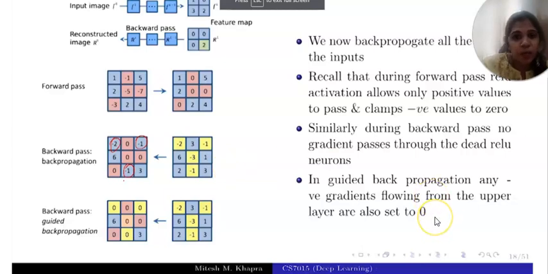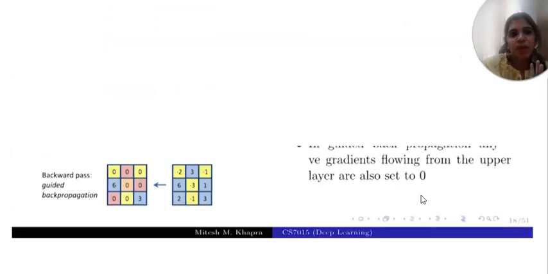But in guided backpropagation, what happens? Any negative gradients flowing from the upper layer are also set to zero. That is how we are getting this zero: the upper layer is -2, minus this 3, minus 1. This becomes zero. This is guided backpropagation.